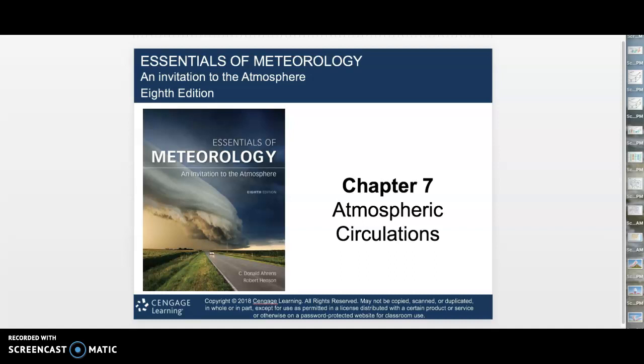Hi, we're on chapter 7. This is atmospheric circulations, and I put up this photograph of a really ominous circulation of clouds. We're going to talk a little bit about how this comes about and get ready to really get into weather forecasting.